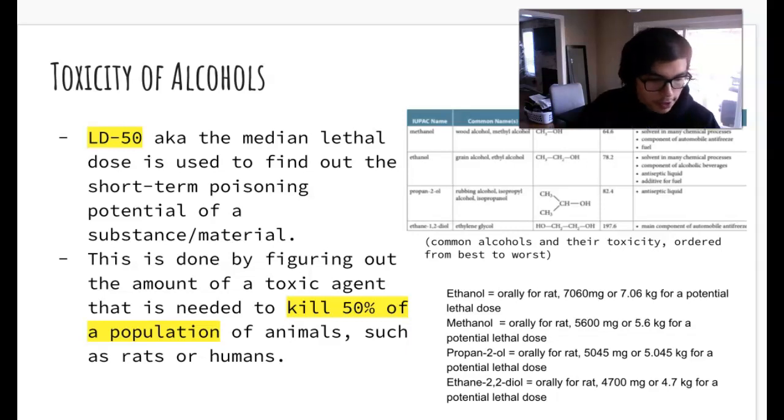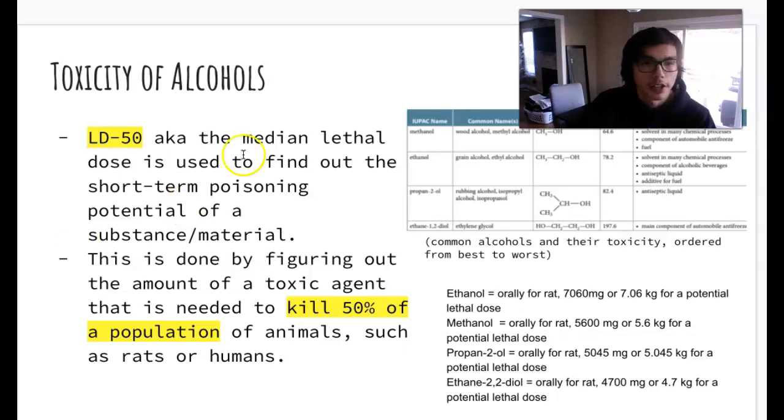Now, since this is LD50, not LD100, this means that this is not guaranteed to kill. This means that you could take more of the lethal substance and live, and it is also possible to take less of the lethal substance and end up dying.